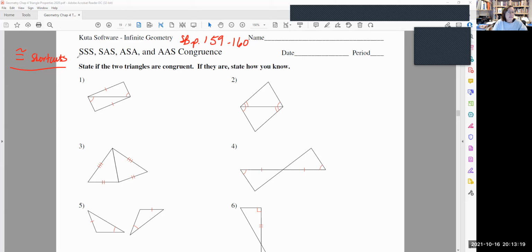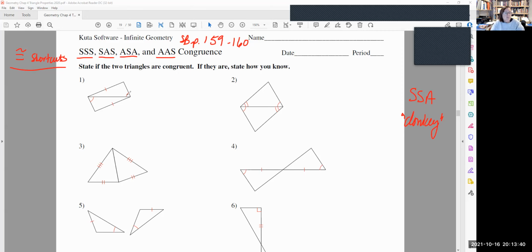We've got SSS, which stands for side, side, side; SAS, side, angle, side; ASA, angle, side, angle; and AAS, angle, angle, side. And the one that we have to be aware of, we talked about this before, is the side, side, angle donkey, right? And that one is one that we cannot rely on for congruence, okay?